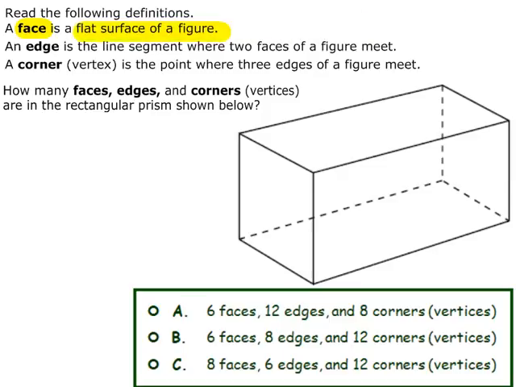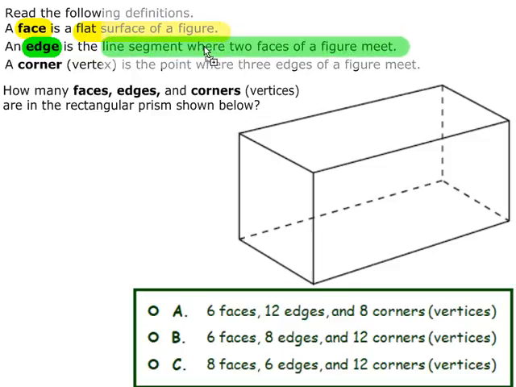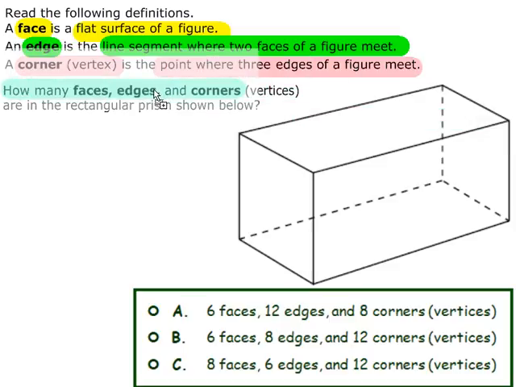That's key. In the next sentence we read, an edge is the line segment where two faces of a figure meet. So both of those parts are key. And then in the next sentence, a corner or vertex is the point where three edges of a figure meet. So both of those are key. So we're to find how many faces, edges, and corners are in the rectangular prism. Well, let's begin by doing some counting then.